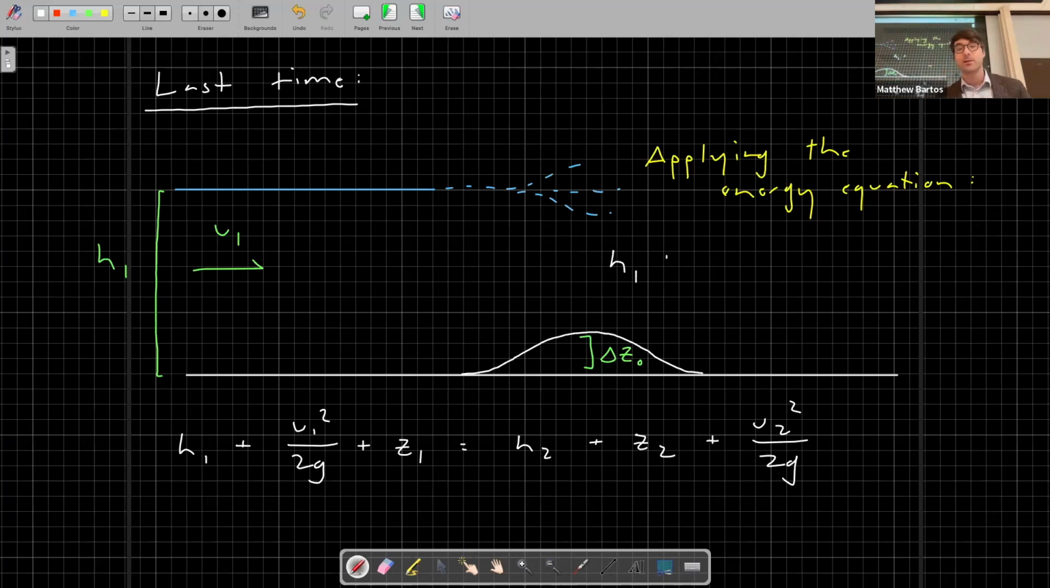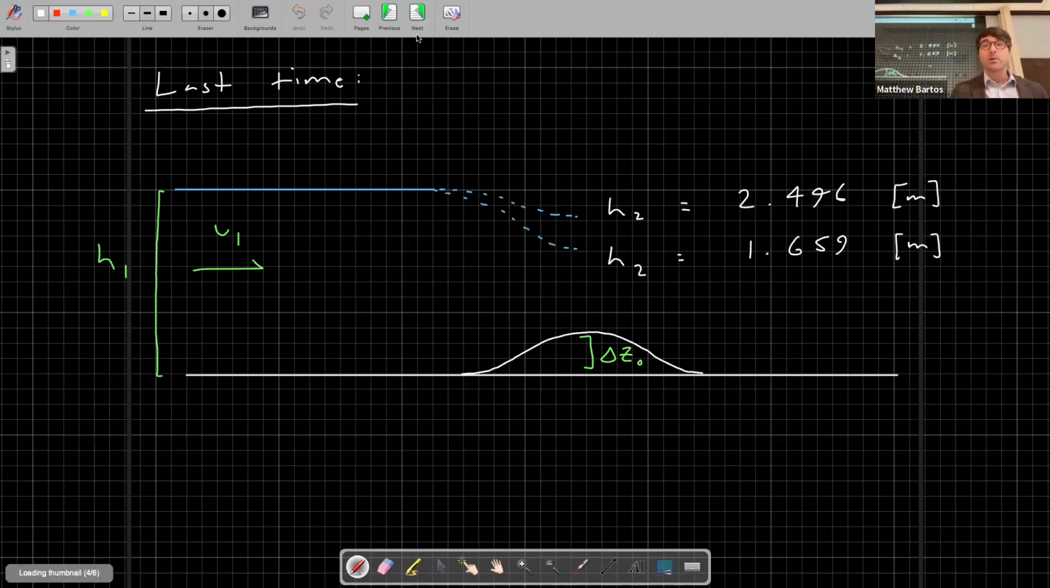We have H1 plus U1 squared over 2g is equal to H2 plus Q squared over 2g B squared H2 squared plus delta Z. And now we have an expression in which the only unknown is H2, the depth of the water at the bump. So we rearranged this equation as a cubic polynomial. And finding the roots of that polynomial, we actually found that for our example problem, the water surface went down, which is perhaps unintuitive.